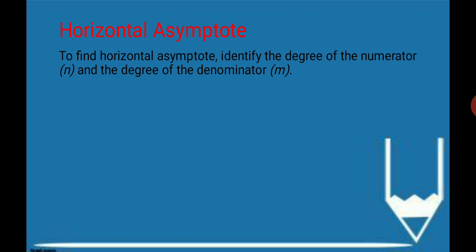This time, we'll find the horizontal asymptote. So how do we find the horizontal asymptote? To find the horizontal asymptote, we need to identify the degree of the numerator n and the degree of the denominator m. How do we find again the degree of the denominator or numerator?